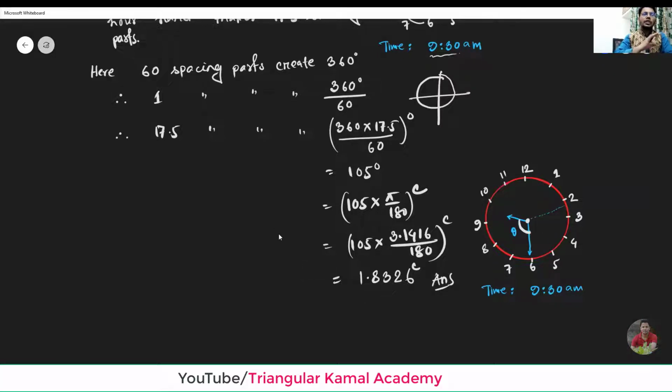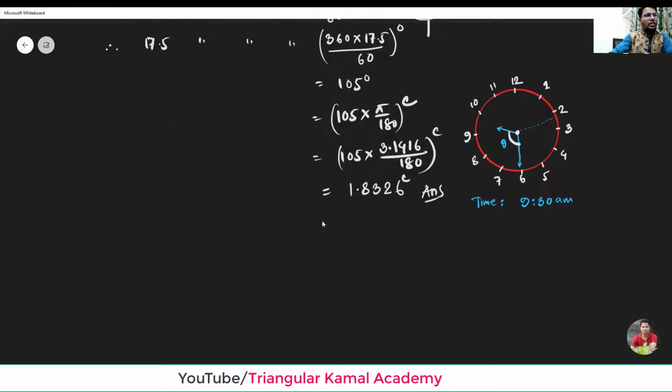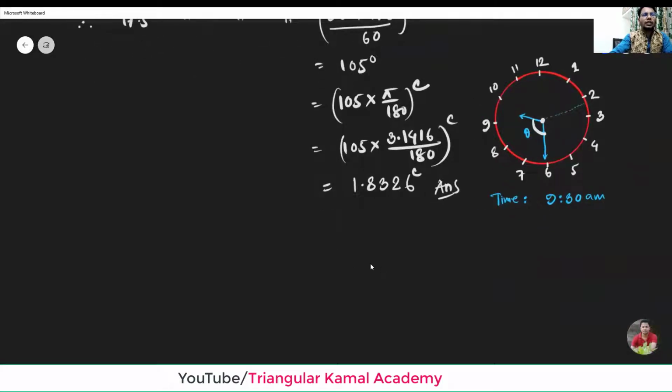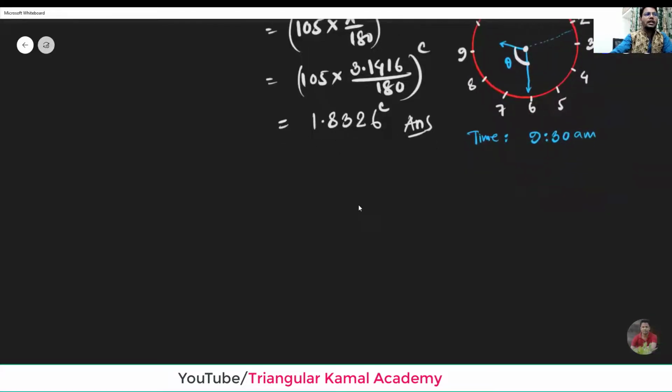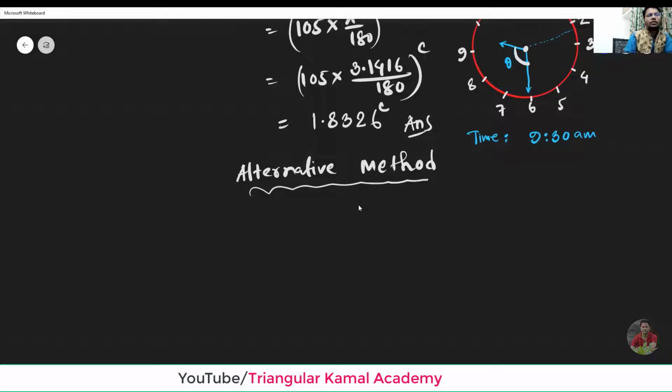In the same way, we can identify or we can measure any angle in between minute hand and hour hand at any given time. So now, dear students, by using a shortcut method or using a formula, we can identify this angle easily, or this is called the alternative method. This method basically used in HSC level or college level.